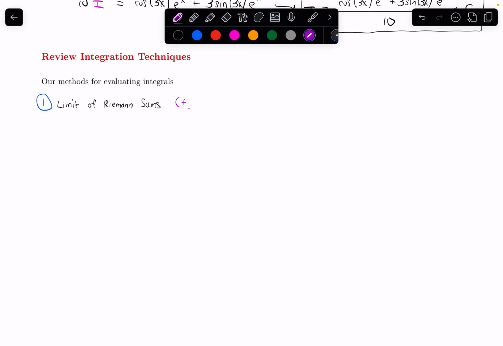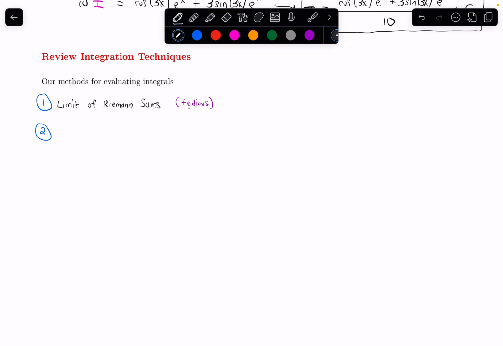And this method was, in all honesty, quite tedious. In most examples, it's quite tedious. And it only really works for low degree polynomials. Those are the only types of examples that we actually used it for. So we learned this first.